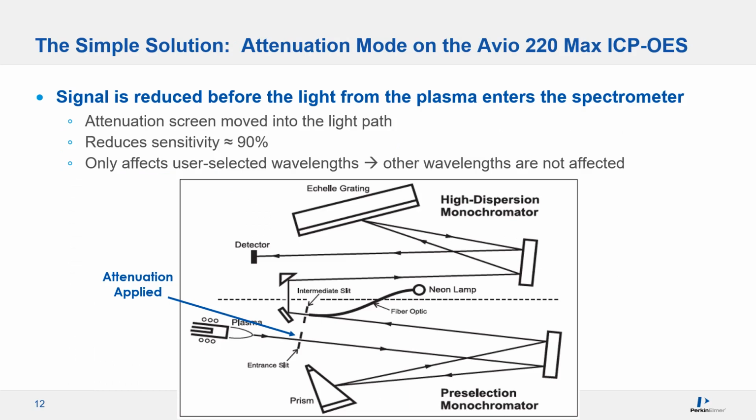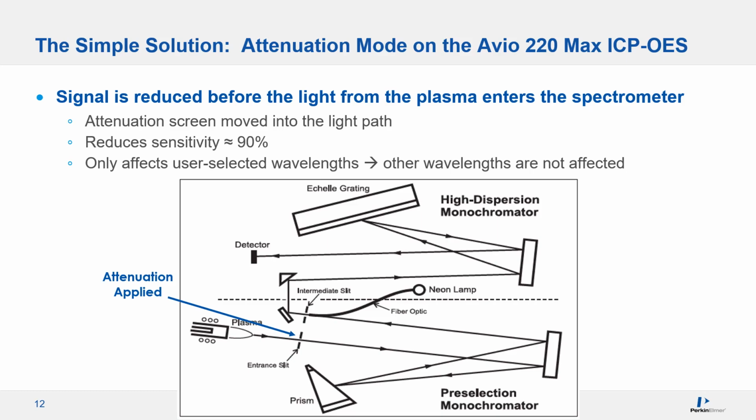Our solution to reducing analyte intensity is using attenuation mode on the Avio 220. What this involves is reducing the light from the plasma before it enters the spectrometer. We do this by using an attenuation screen, which we put into the optical path, which reduces intensity by about 90%. This only affects the user-selected wavelengths. Other wavelengths are not affected.